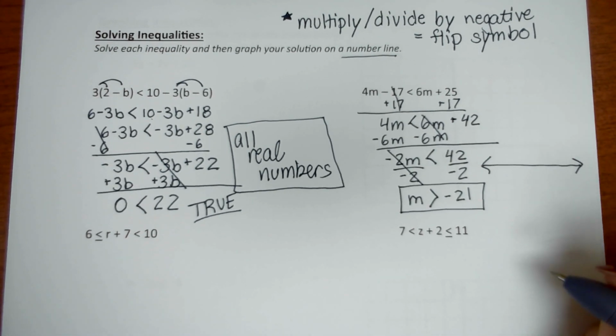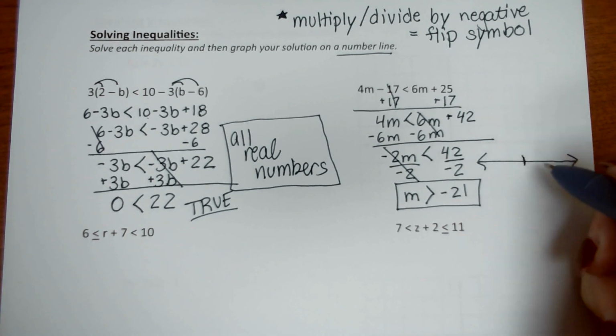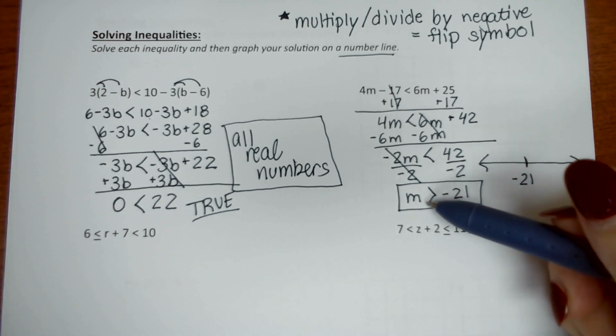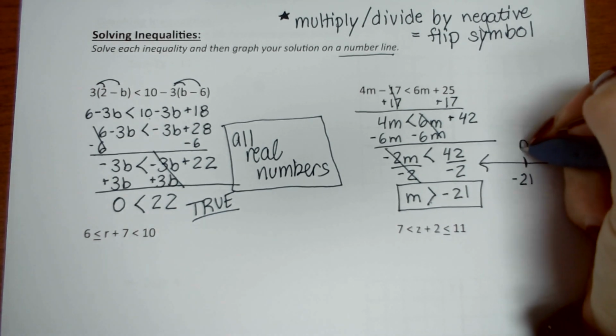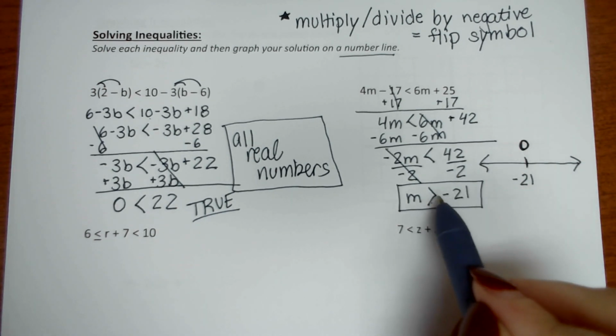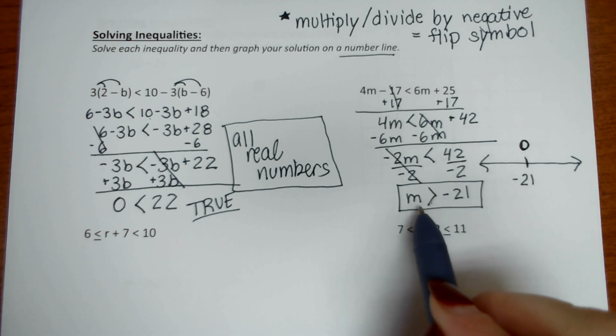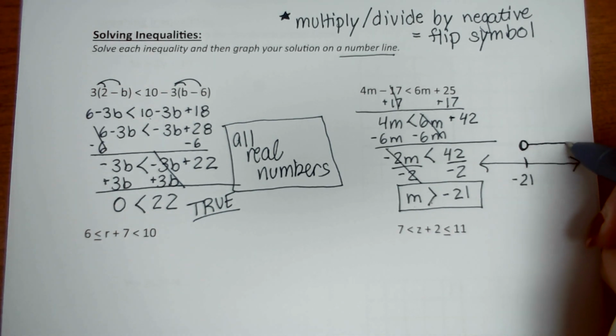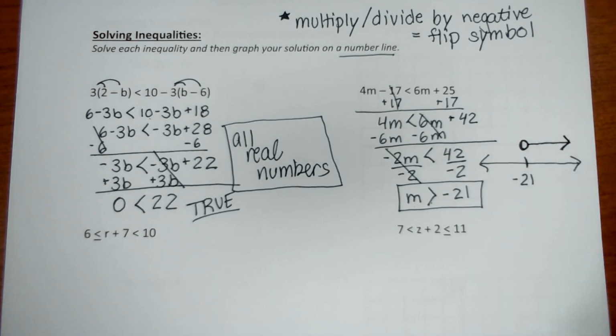But they also asked us to graph it on a number line. So to do that, I'm going to put negative 21 on my number line. It's an open symbol, so I want an open circle. And then my inequality states that m is greater than negative 21. So my arrow is going to go to the right.